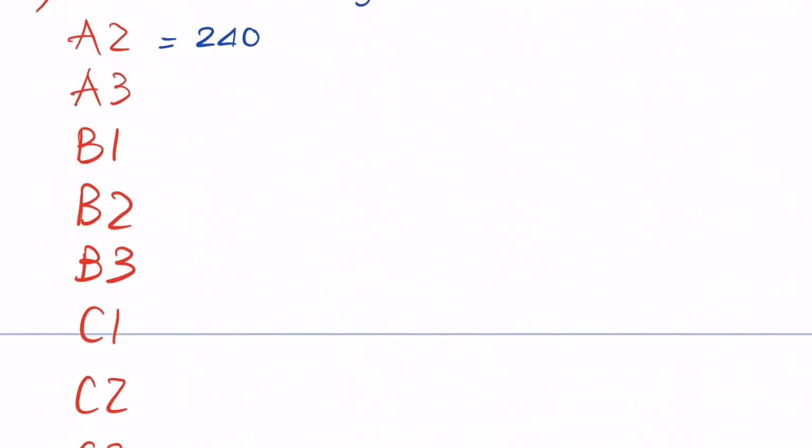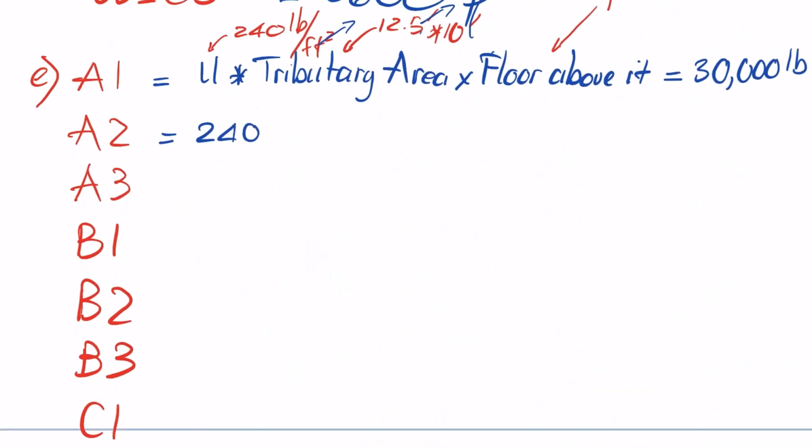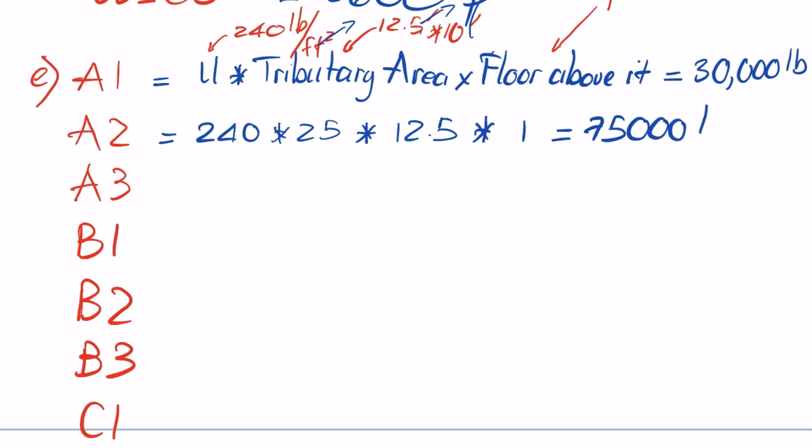So I'm going to have this one multiplied by 25 multiplied by 12.5 multiplied by floor above it, which is 1. And over here we have 240 multiplied by 25 multiplied by 12.5. I will have this one is 75,000 pounds. Right?